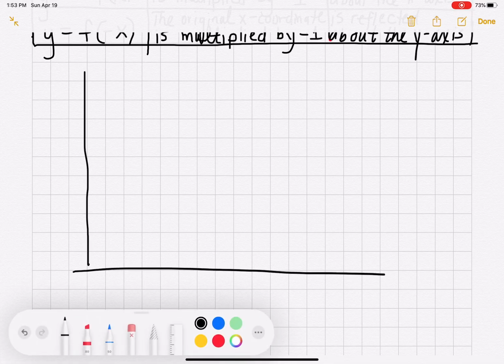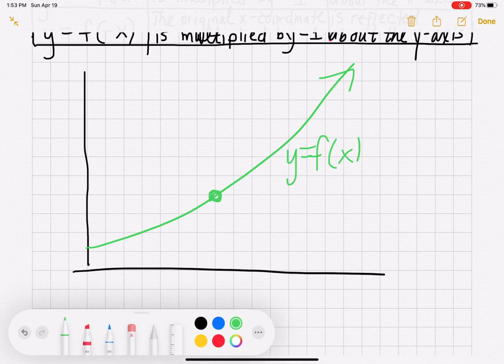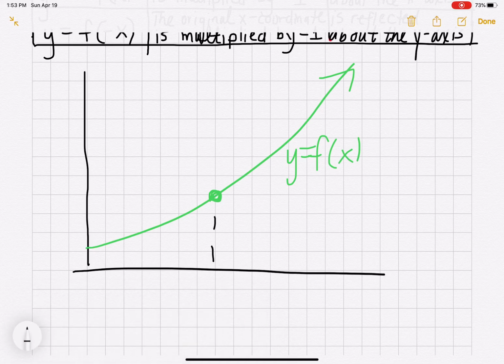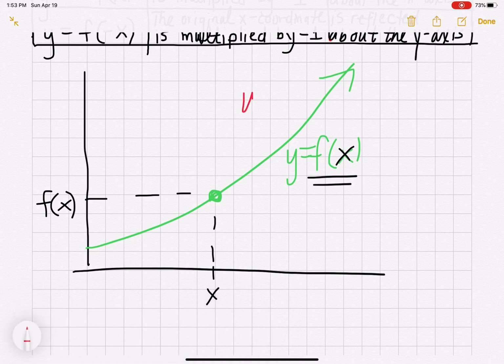So let's say you have your parent function y equals f of x, right? This is your parent function. And you take some point here. So the input we call what? X. And the output, the y value here, is what? F of x. And then let's say I have another function. This new function, the red one we had earlier, f of x plus k.